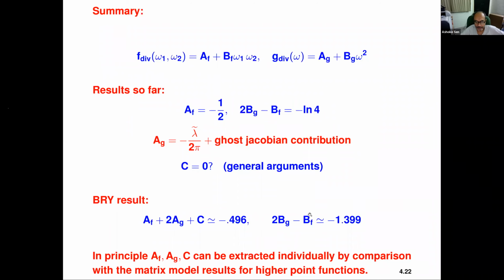2 BG minus BF, from the BRY result was close to minus 1.399. Here you get minus log 4, which is within 1% of this answer. And finally, as I've already said, AF, AG, and C can be extracted individually by comparison of the matrix model results for higher amplitudes. I think this is not very hard. If I understand correctly from the ROI paper, the numerical data that they have is probably already sufficient to extract all of these from the matrix model results. So this will be more or less the end of my talk.